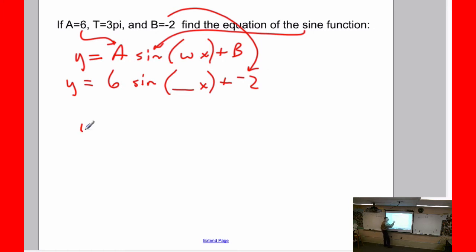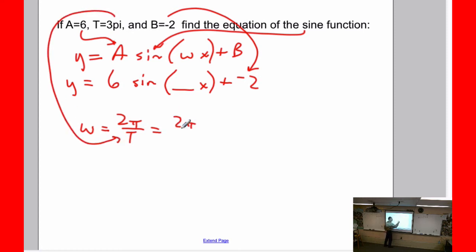And I know that w is equal to 2 pi over t. And they told us that t is 3 pi. So 2 pi over 3 pi. What happens to the pi's? Cancel, just leaves you with 2/3. Then that's what goes in there. And we're done. Y is equal to 6 times the sine of 2/3 x plus a negative 2.